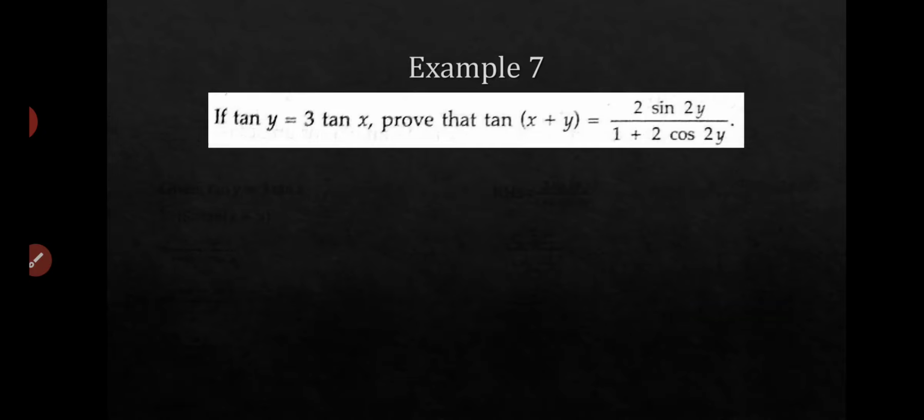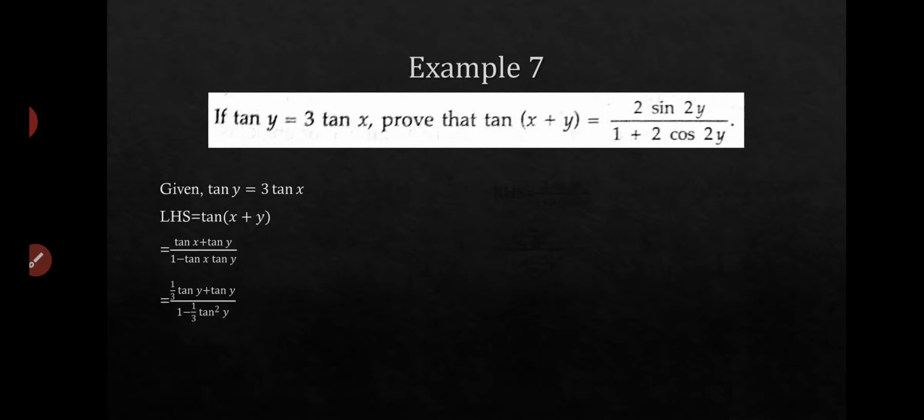Now tan y is given as 3 tan x, so therefore you can say tan x is tan y by 3. We start off with the left hand side, so tan (x plus y) can be written as (tan x plus tan y) by (1 minus tan x tan y). Then tan x can be replaced with tan y by 3, and if you do the calculation you get 4 tan y by (3 minus tan square y). So keep it aside, we will be requiring it later.